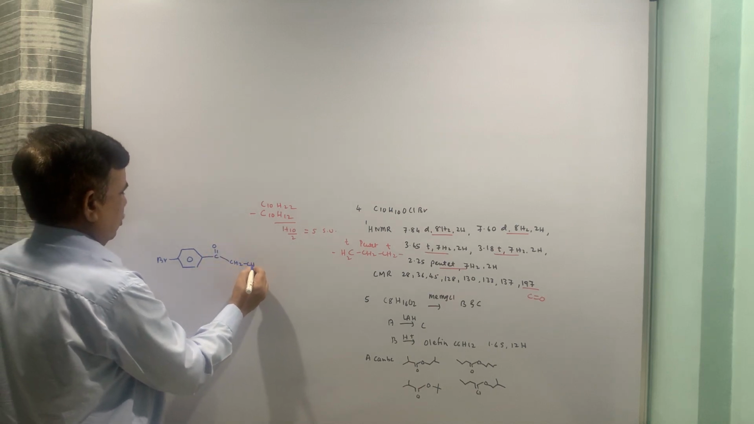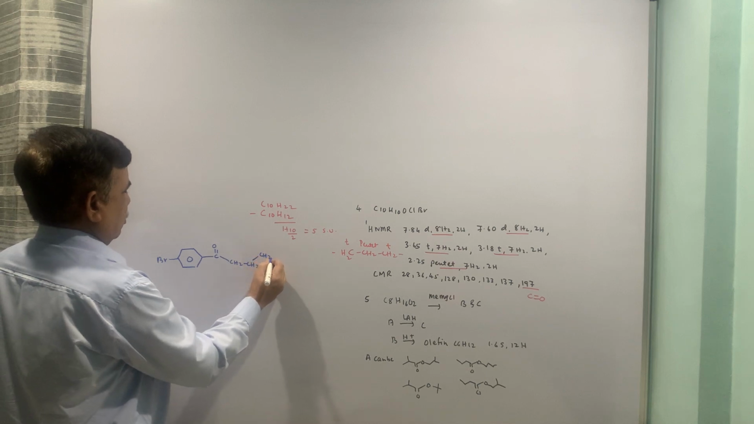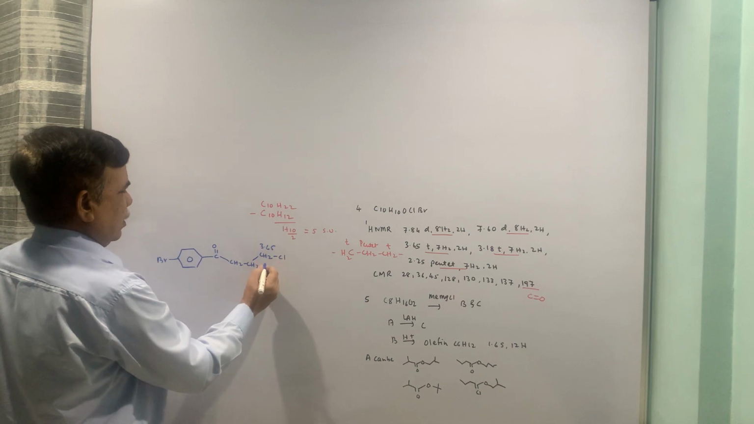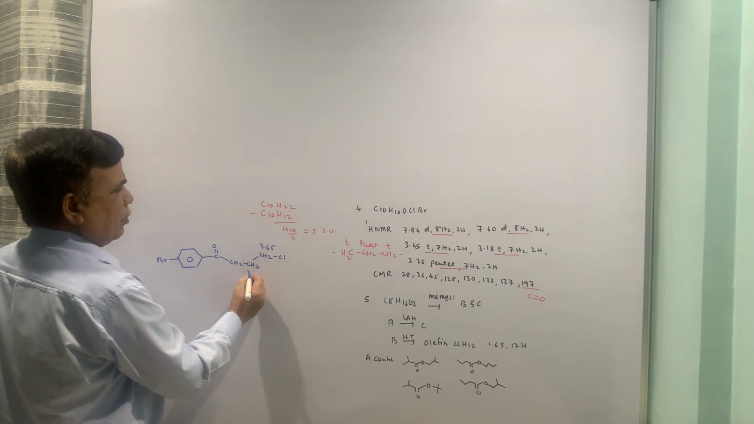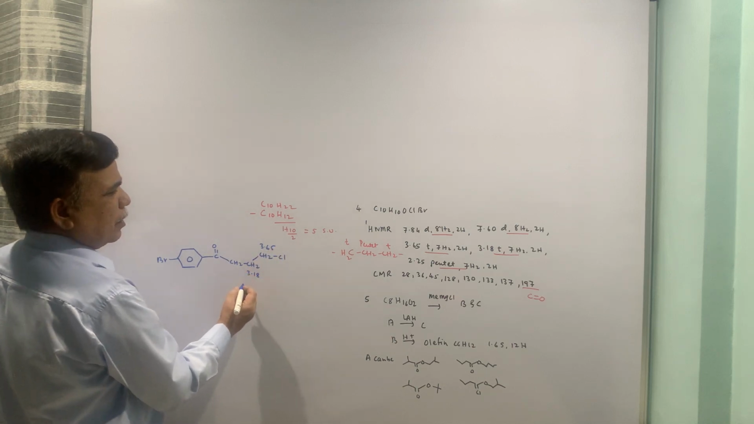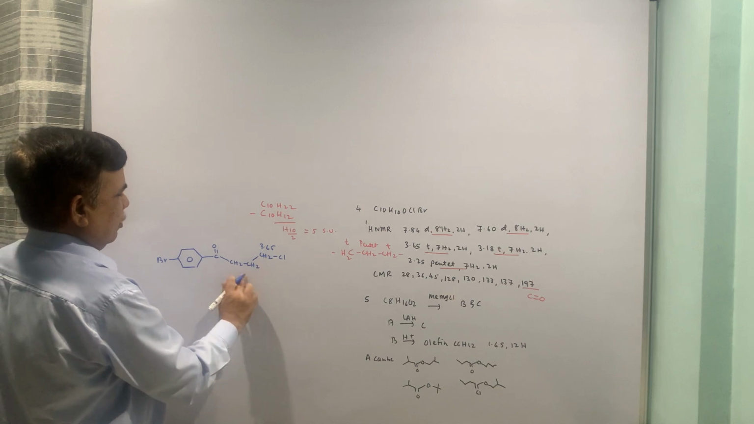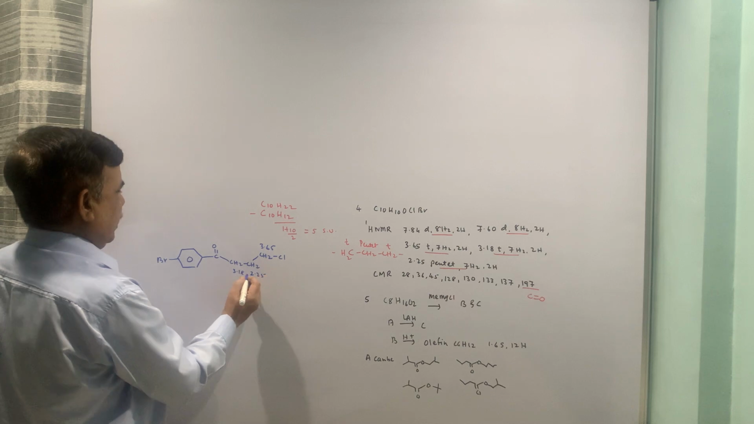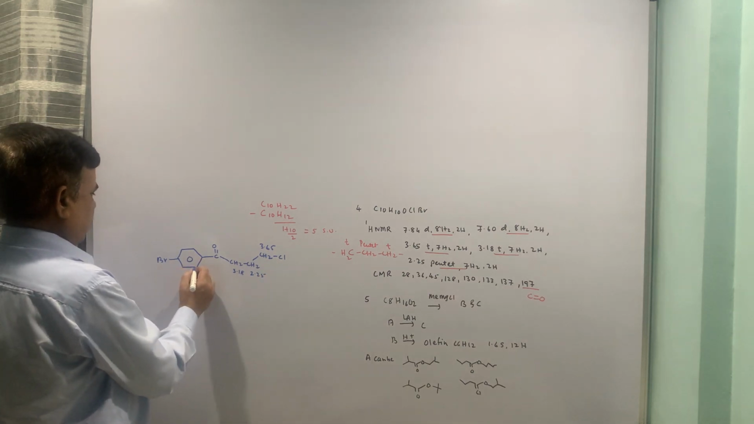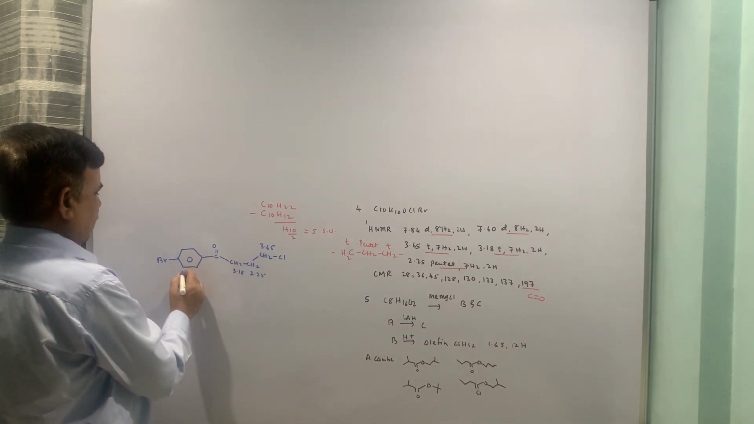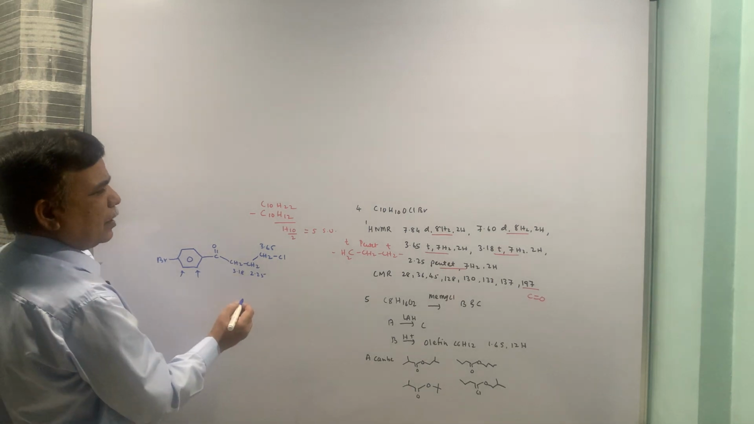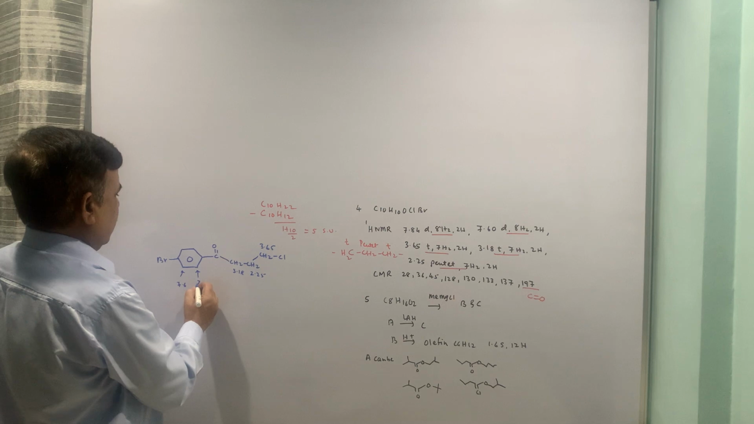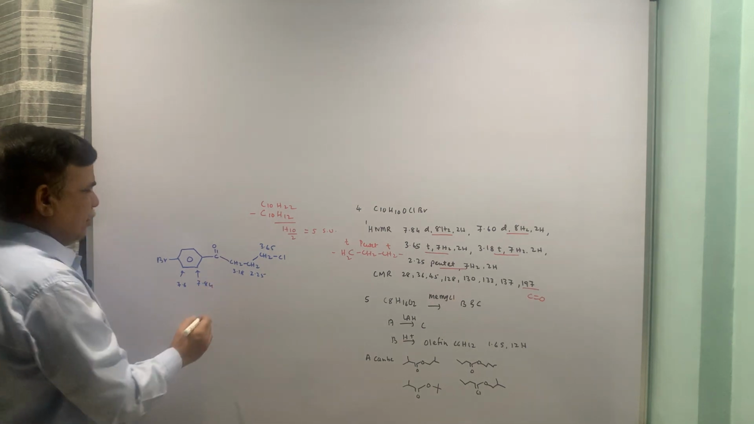CH2 CH2 CH2Cl. So this is 3.65, this is 3.18, this is 2.25, the pentate one, and then these two are the aromatic protons, 7.6 and 7.84, both are slightly deshielded.